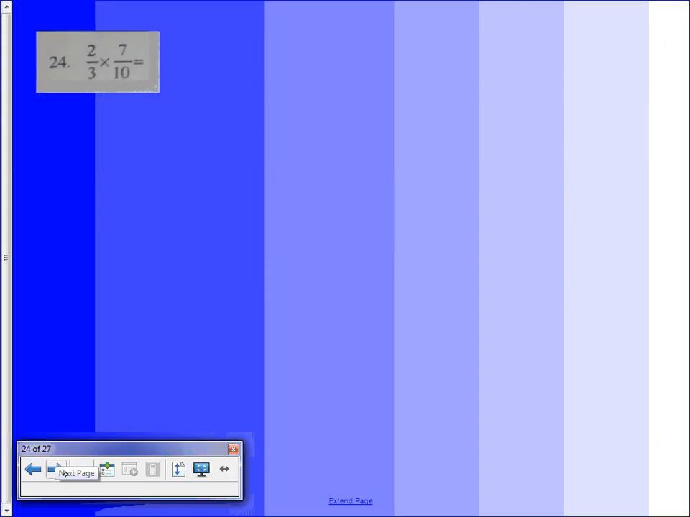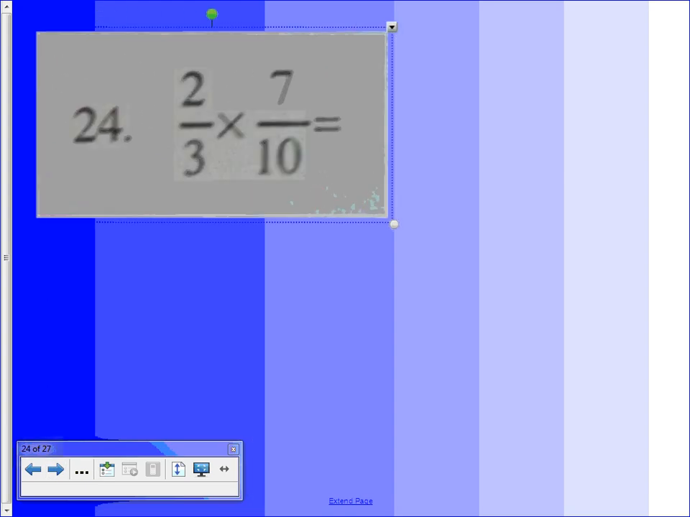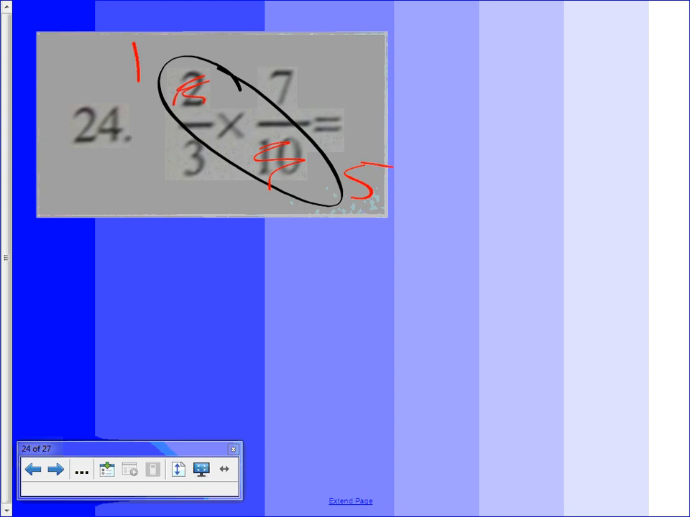Now we get to multiply fractions, nice and easy, no word problems. The best part about this is cross-reducing. I'm going to make this larger so I can cross-reduce for you. 2 and 10, what number goes into both? 2. 2 divided by 2 is 1. 10 divided by 2 is 5. Can 3 and 7 get cross-reduced? No, there's no number that goes into both, so I just have to let them be. 1 times 7 is 7. 3 times 5 is 15.